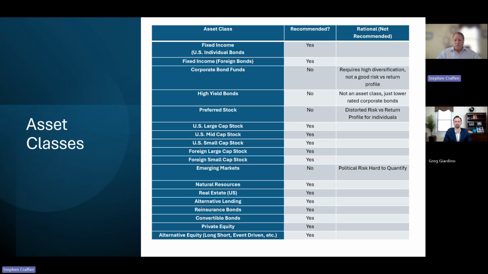We don't like high yield bonds. Again, they're just corporate bonds that are BBB and rated lower. They're just junk bonds, and they've had a 6 to 8% default rate over the years. We don't really recommend high yield bonds. And if you look at it, they move very much in conjunction with the stock market, very closely correlated, is a term.